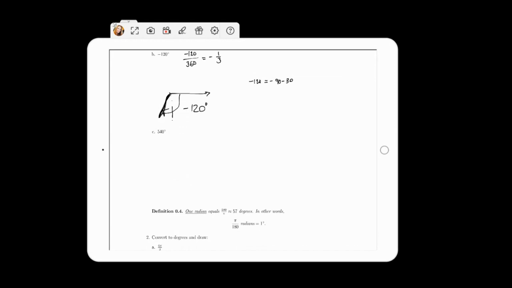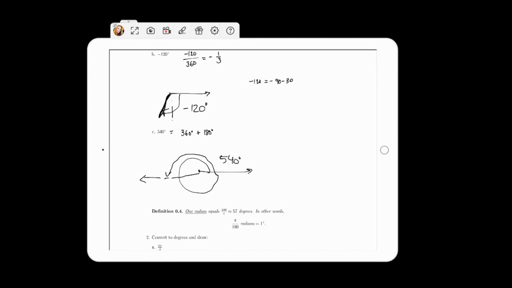Then lastly, we have 540. We're going to say that this is 1.5 revolutions. I can break it down as 360 plus 180. So we start with our initial side. We do a full 360, then we keep going until another 180. So this one will represent 540 degrees. So angles can in fact be greater than 360 degrees. It looks the same as 180, but it contains an additional full circle. So this is the degree measure.